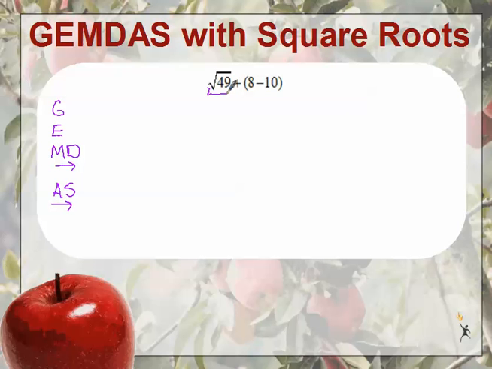So the first thing I'm going to do is the square root of 49, which gives me 7. Then I have plus my grouping of 8 minus 10. The next grouping I'm going to do is my 8 minus 10. So now I have 7 plus negative 2, and I'm leaving the negative 2 in parentheses so that I don't lose that negative sign when I'm solving. Then 7 plus negative 2 gives me an answer of 5.